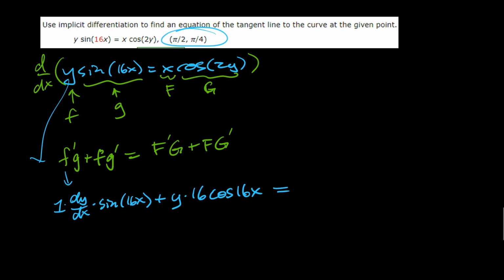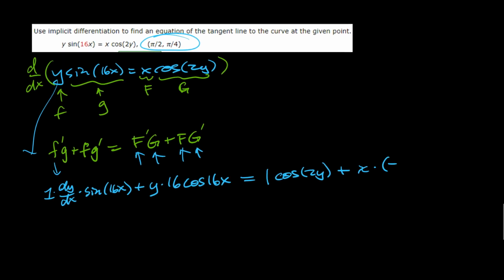So this is equal to, now we're at the capital F prime. The derivative with respect to x of x is just 1 times the G, cosine of 2y. Plus, now F is x, and we take the derivative of G. Using the chain rule, that'll be negative sine of 2y, and then you take the derivative of the inside, which is 2, and then dy/dx. All right, so I'm going to clean this up a bit.